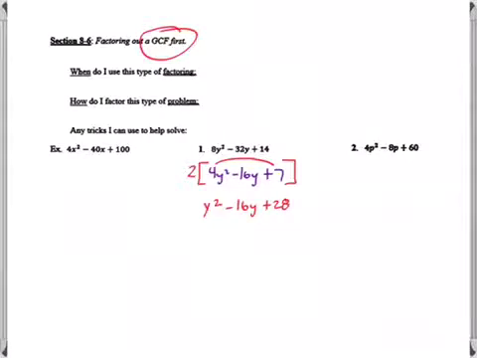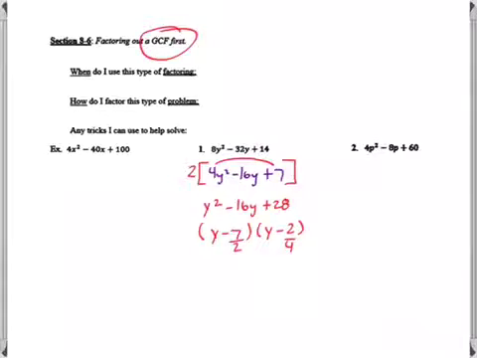And now I'm looking for the factors of 28 that give me negative 16. Well, that's going to be negative 14 and 2, or negative 14 and negative 2. So y minus 14, y minus 2. I'll divide by my leading coefficient of 4. And in both cases, it doesn't go evenly, so I have to reduce the fractions. So instead of 14 over 4, this will become 7 over 2.